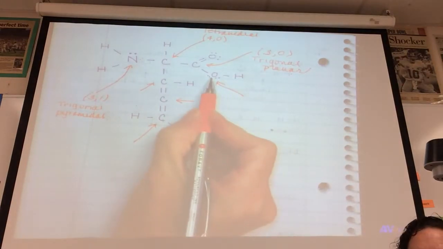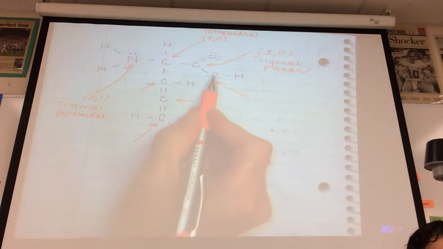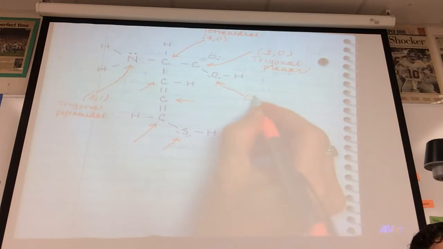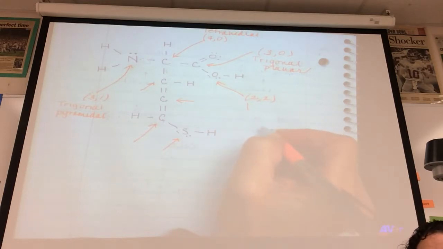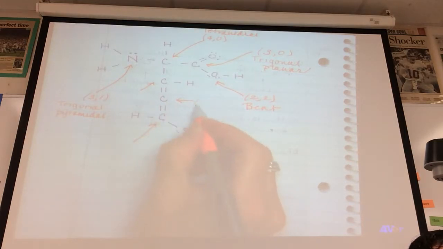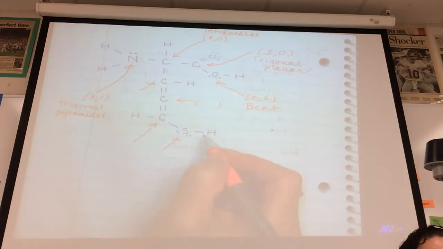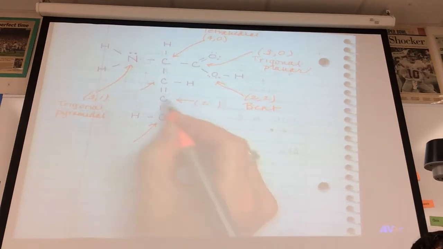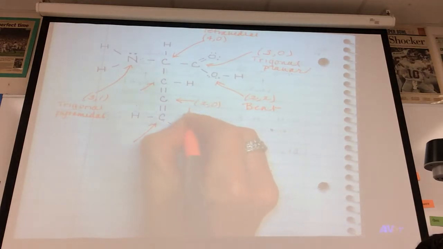All right. This oxygen is attached, Victor, to how many? Two. And how many lone pairs? Two. You got it. Shape is? 2-2 is what shape? Bent is correct. Excellent. Right here, this carbon is attached to how many? Go ahead, Nicole. Two. How many lone pairs on this carbon? Zero. Shape? Linear. Perfect.